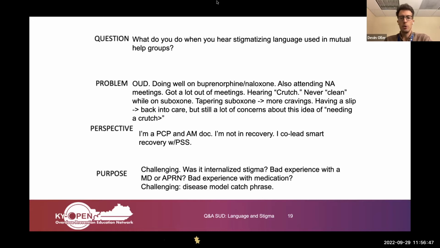How would you coach this client about this idea of a crutch, right? What would be something you would say in response to that? Suboxone is a crutch. How would we respond to that?